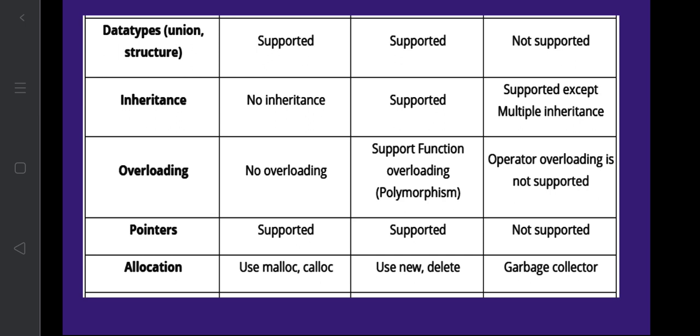And allocation, what is allocation is how to allocate the memory area for the data and the process. So in case of C, the memory allocation functions are malloc and calloc, which help to allocate the memory spaces. Whereas in the case of C++, we are using new and delete. New is to allocate a memory area and delete is to remove the memory area allocated for the particular data structure.